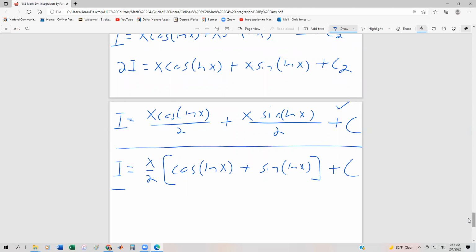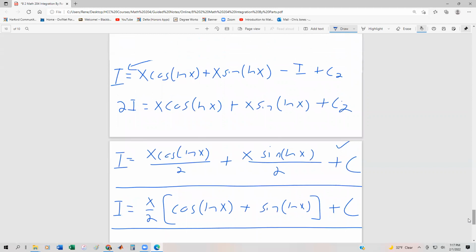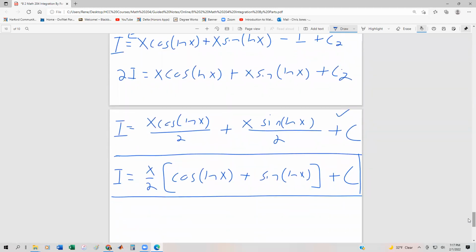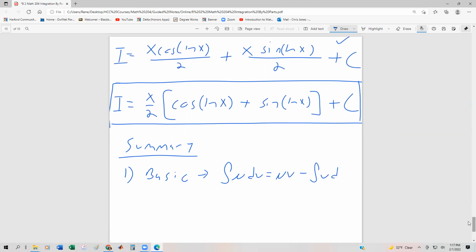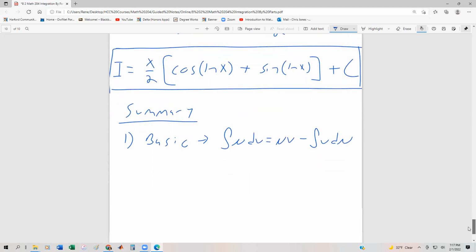So we've taken a look, and just to summarize all the different types of integration by parts problems we've looked at, there's 3 of them. Summary. We had the basic type where we just use the formula: the integral of u dv is equal to uv minus the integral of v du. And we might have had to do it a few times, but we were able to get to the answer.